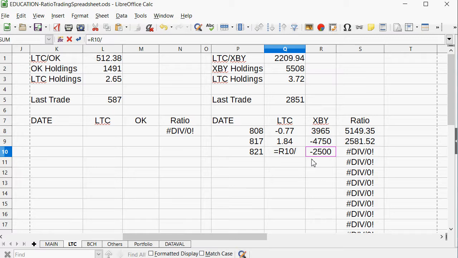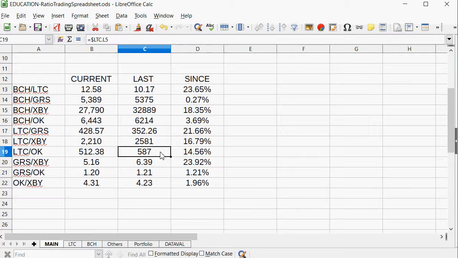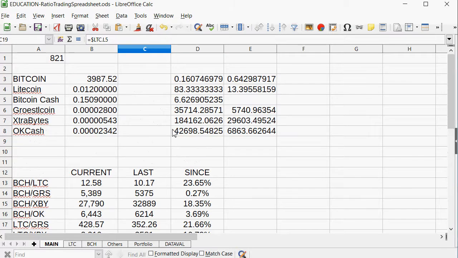Wait a second here. That's all wrong. Last trade was 25.81. So that's not a trade anymore. 16. No, we don't need to do it. Skip another day.